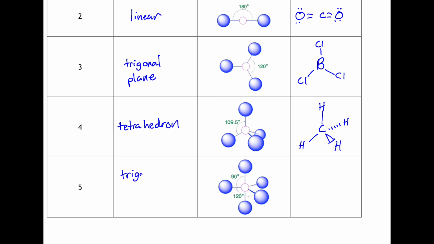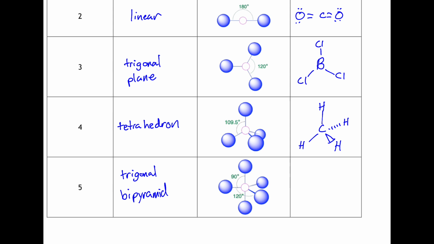Trigonal bipyramid. So this is a trigonal bipyramid. It doesn't really look like a trigonal bipyramid in the picture, but if you shade in all the sides and connect it, it's like a triangle pyramid on top of another triangle pyramid. It's kind of the shape.